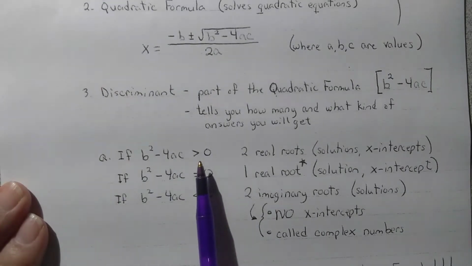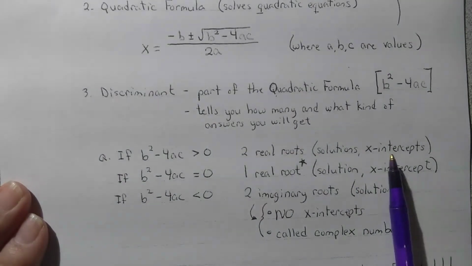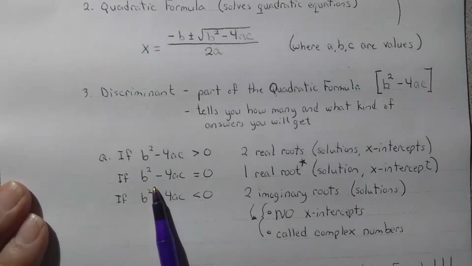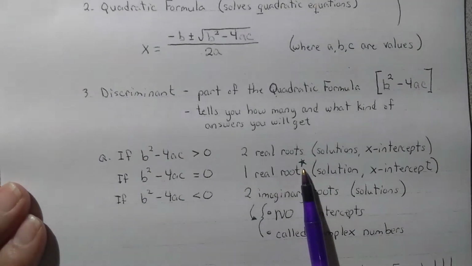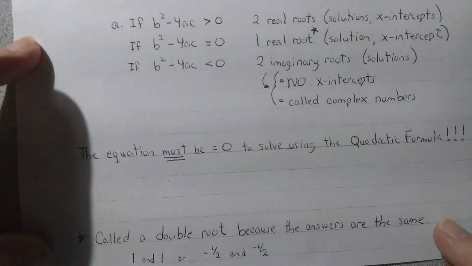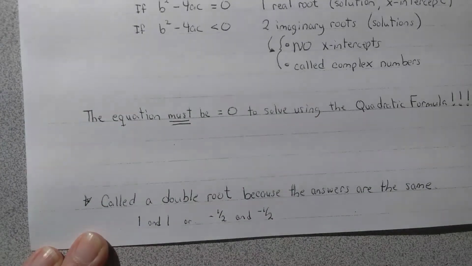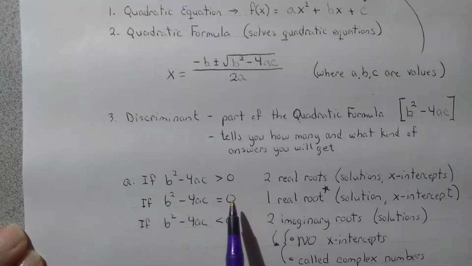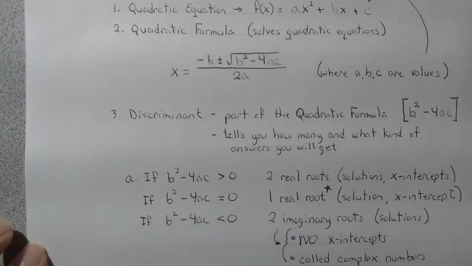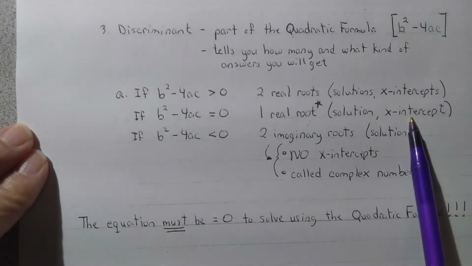If the discriminant is positive, you're going to get 2 real roots, solutions, x-intercepts. Please remember, if you have 2 real roots, it's going to hit the x-axis twice. If the discriminant is equal to 0, that means you have 1 real root. Notice that's an asterisk right there because all the way at the bottom, it's called a double root. There's always 2 answers in quadratic equations. If you end up with the discriminant equal to 0, that means you have a double root. There are actually 2 answers. They just both happen to be exactly the same, which means you have 1 x-intercept.